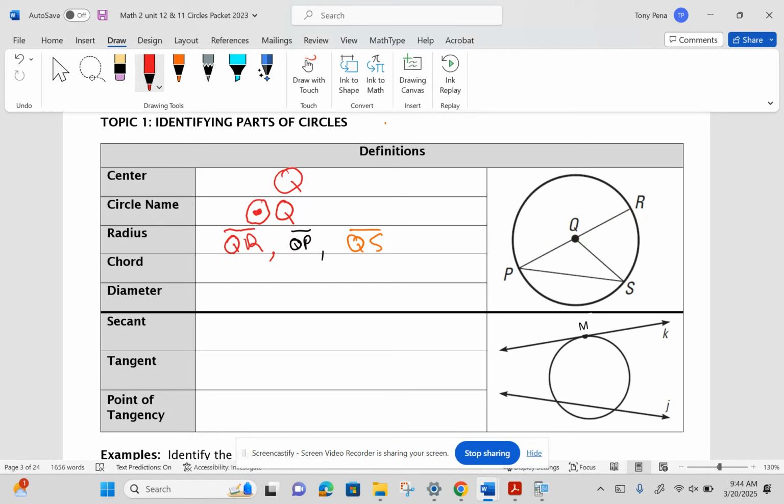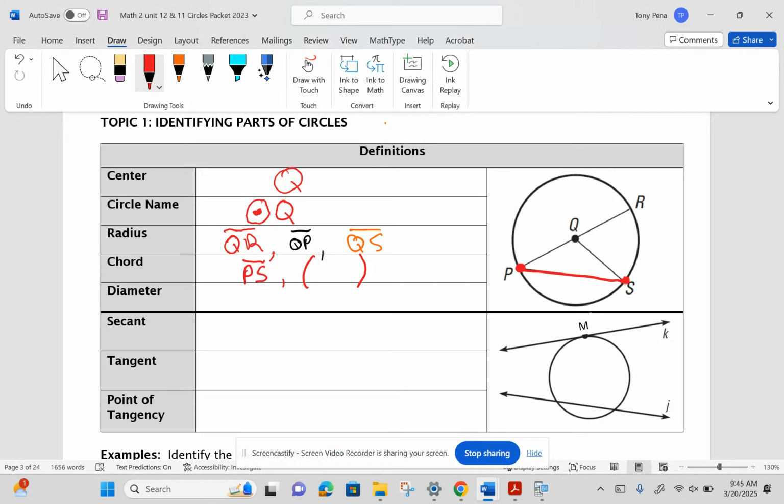A chord. A chord is a segment that has both endpoints on the circle. So our chord that we're going to start with here is going to go from P. See how this segment, P to S, both starts on the circle and then ends on the circle? That is what we call a chord. So the chord that we're looking at over here is PS. And then what I'm also going to do, I'm going to put this in parentheses. What's another chord that we would be looking at where both endpoints are on the circle?